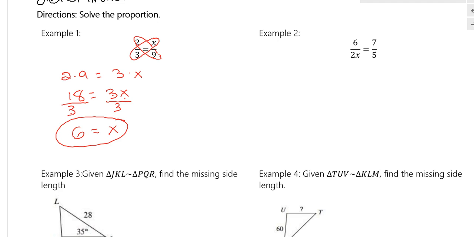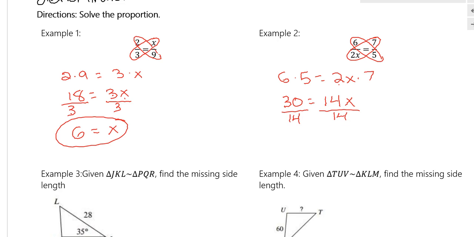Looking at example 2, same thing, beautiful butterfly. 6 times 5 equals 2x times 7. 6 times 5 is 30. 2x times 7, well 2 times 7 is 14x. Same thing, my x is here, so I have to divide by 14. 30 over 14 gives me 15 sevenths. 14 over 14 is x.